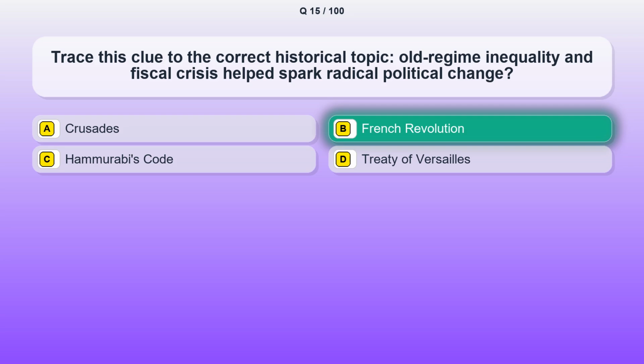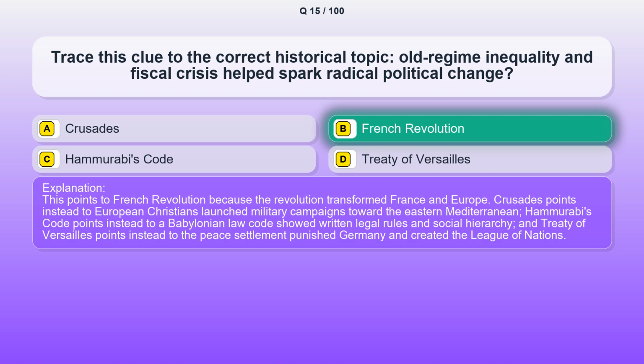The correct answer is option B, French Revolution. This points to French Revolution because the revolution transformed France and Europe. Crusades points instead to European Christians launched military campaigns toward the eastern Mediterranean. Hammurabi's Code points instead to a Babylonian law code showed written legal rules and social hierarchy, and Treaty of Versailles points instead to the peace settlement punished Germany and created the League of Nations.